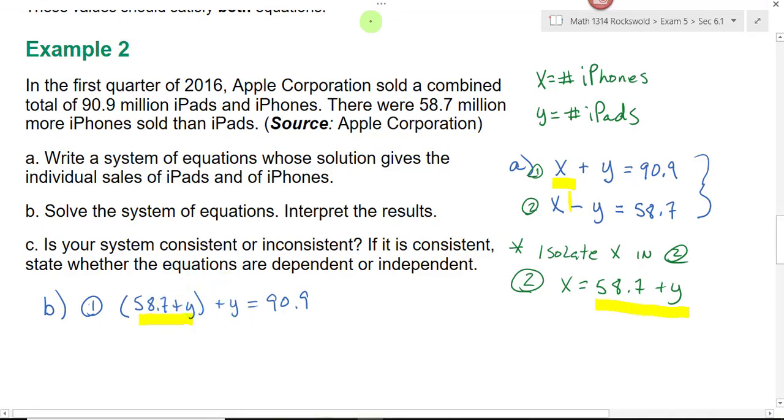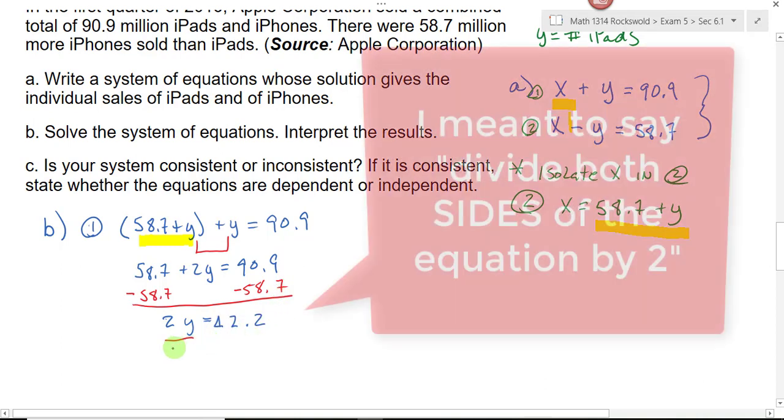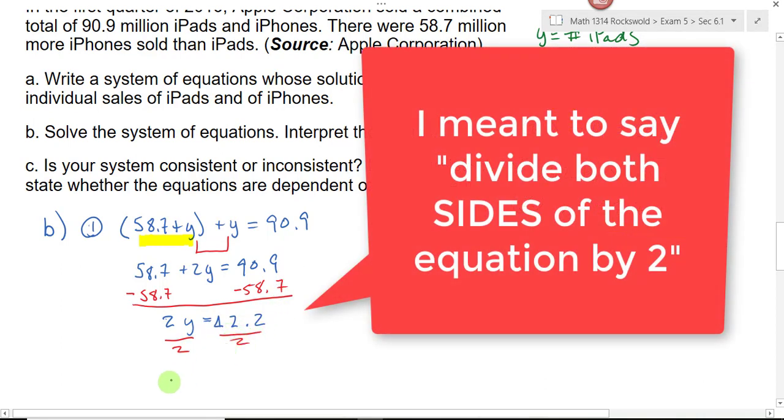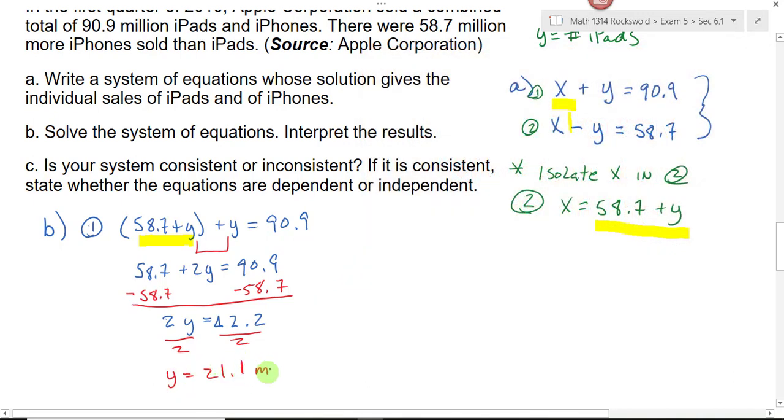So what I'm going to do is go ahead and combine my like terms here. And when I do that, I get 58.7 plus 2y equals 90.9. Then to get the y by itself, I subtract 58.7 from both sides. And when I do that, I get 2y is equal to 42.2. Then we divide both sides of the equation by 2, and I get y is equal to 21.1 million, and y we said was the number of iPads.